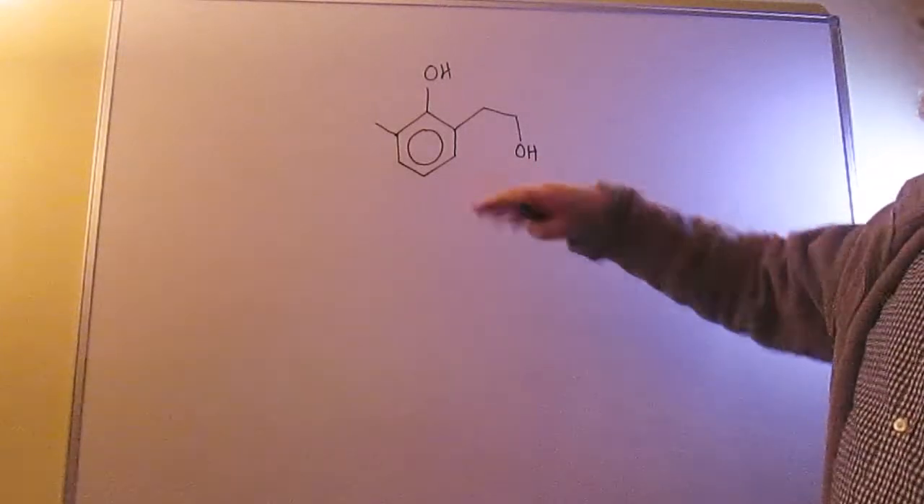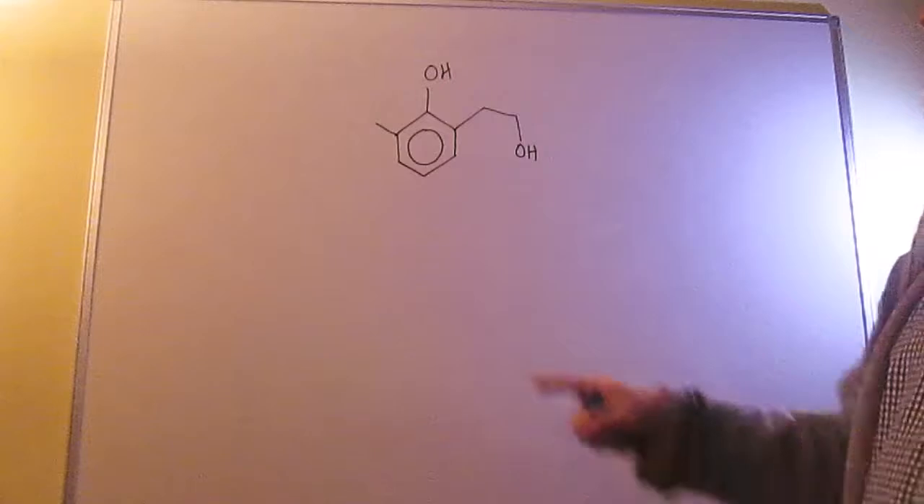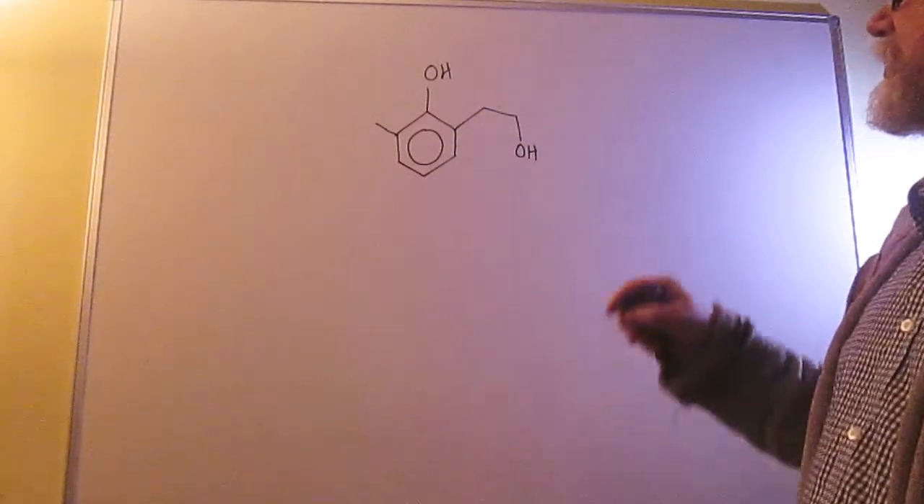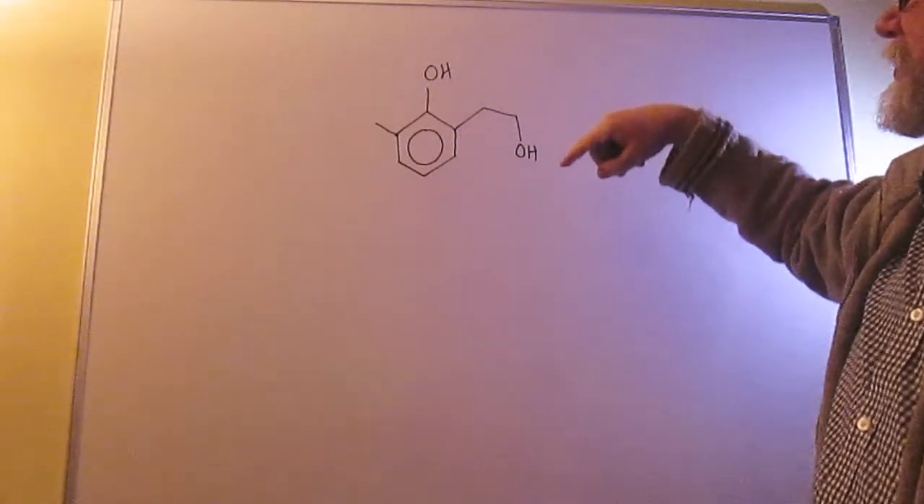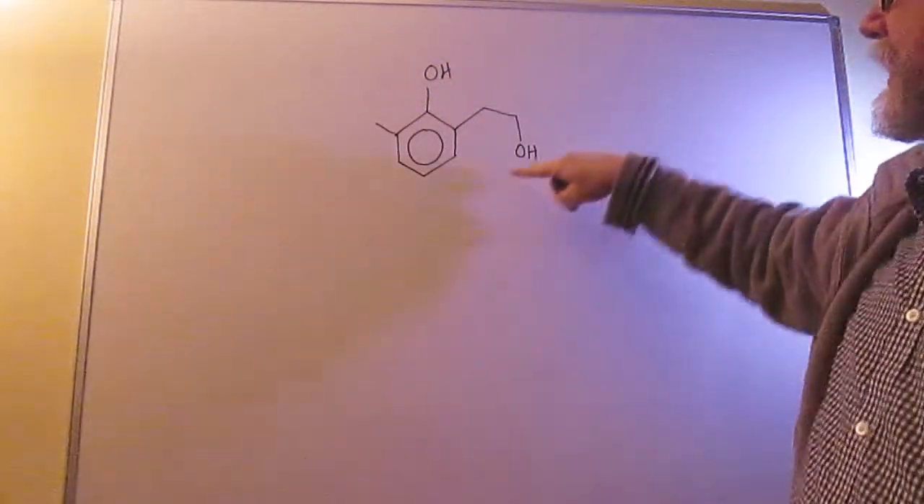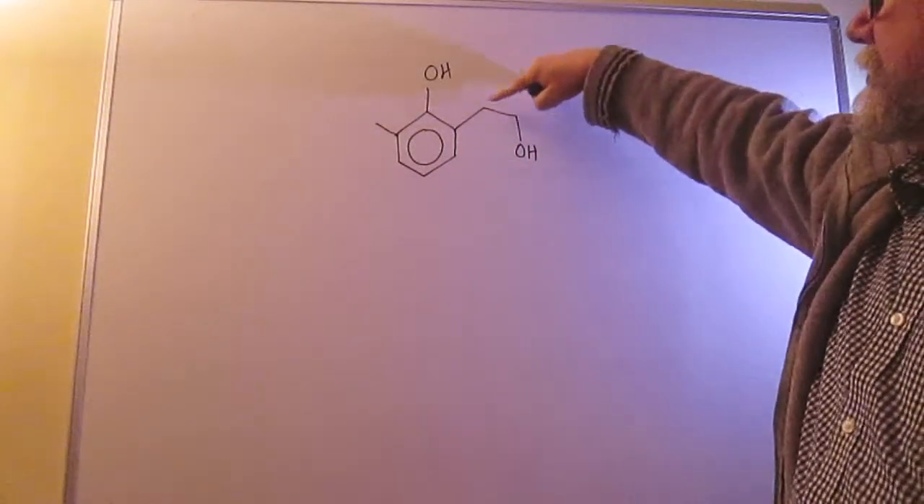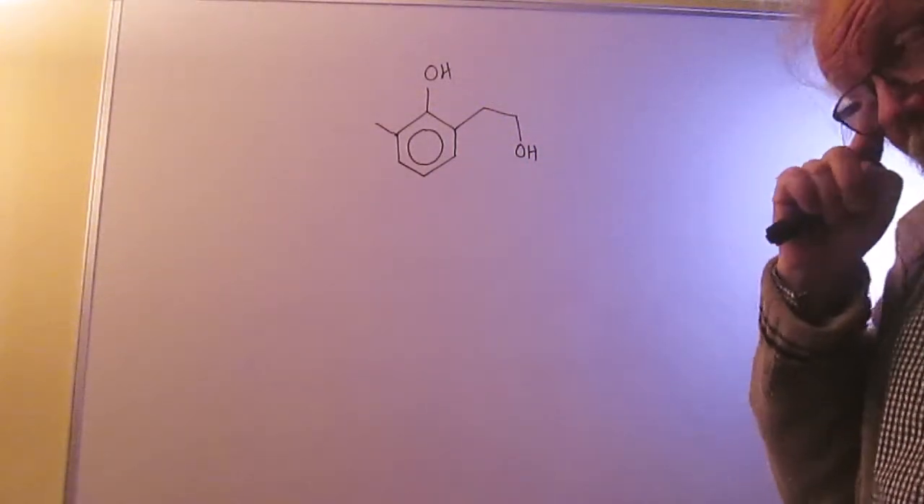Question 3 now is about this compound, and the important thing about it is that it's aromatic still, but crucially it has these two OH groups which are different, because this one is a phenol group because it's directly attached to the aromatic ring. This one is an alcohol group because although it's in the same molecule, it's not directly attached to the aromatic ring.